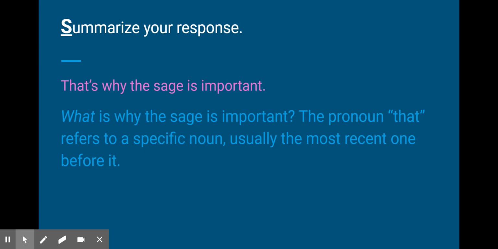So, if your last noun before that sentence is sage, then you're saying, well, that's why sage is important. And the reader looks back and goes, oh, sage is why sage is important. That doesn't make any sense. So you need to come up with a better statement, and it's fairly easy to do. You just have to know how to do it. So avoid using especially that at the beginning of your summary statement.